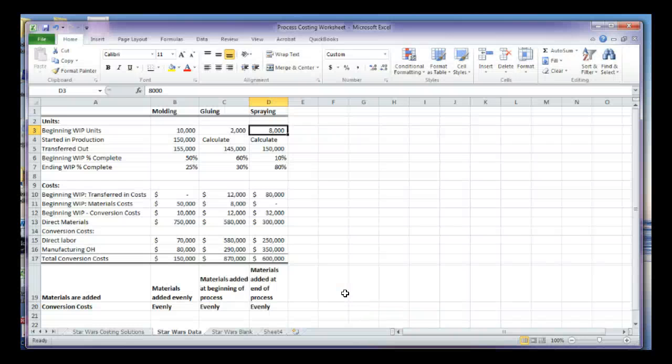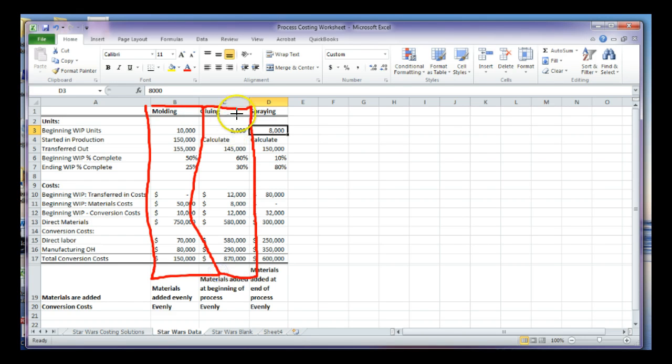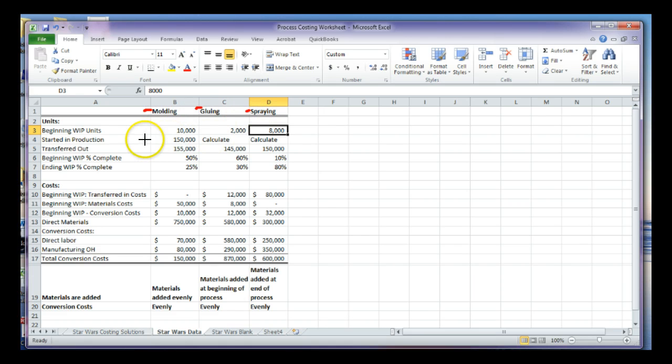Based on these concepts, we can take some real data and complete a job audit or cost sheet to figure out how much the Empire is paying to make a Stormtrooper helmet. So here we have, let's see if I can draw this, the three major processes and the costs associated with them. Clearly, I am not an artist, I'm an accountant, but here are the three processes. We have molding, we have gluing, we have spraying. And over here we have what the categories of the costs are.